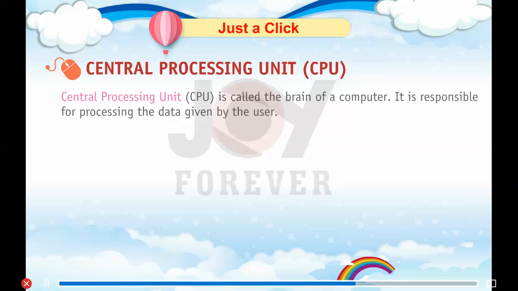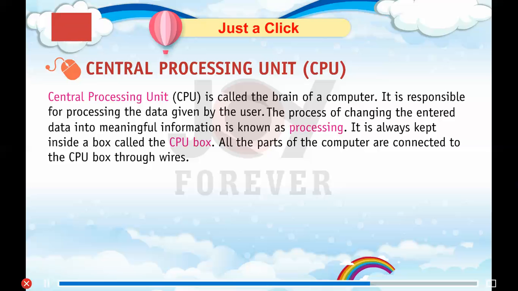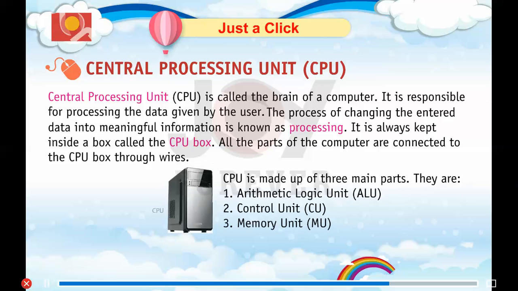Central Processing Unit (CPU). The Central Processing Unit is called the brain of a computer. It is responsible for processing the data given by the user. The process of changing the entered data into meaningful information is known as processing. It is always kept inside a box called the CPU box. All the parts of the computer are connected to the CPU box through wires.